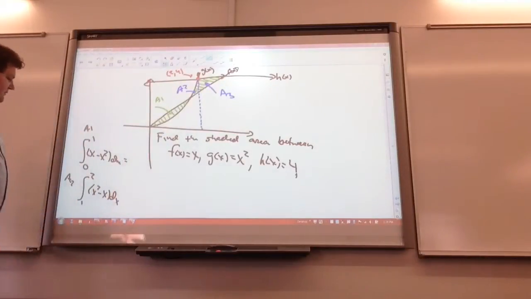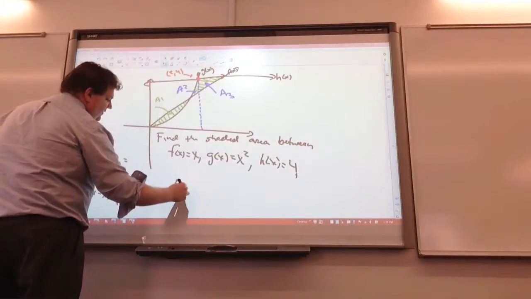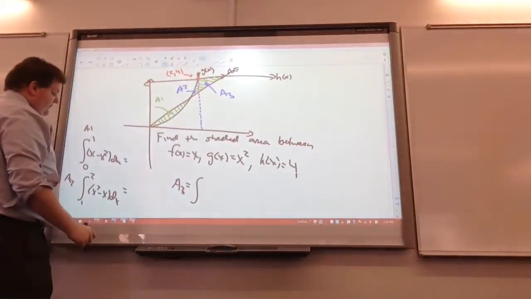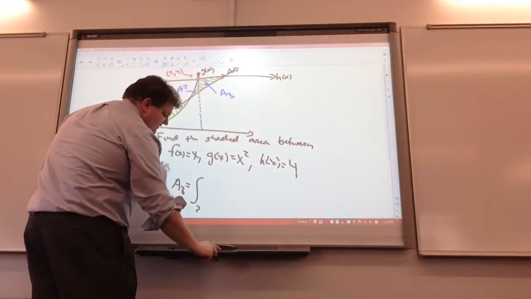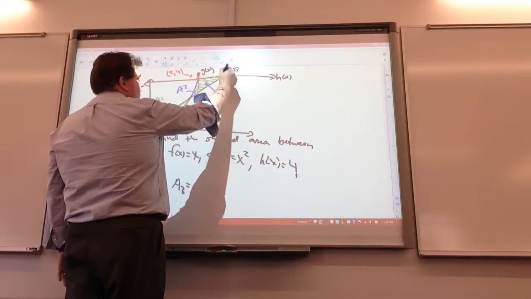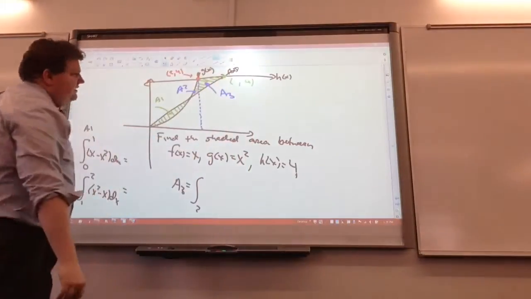And then our last area, area 3, is going to be equal to the area from 2 to where? Again, it's going to be when x is equal to this location right here. This has a 4. When does x equal 4? At 4.